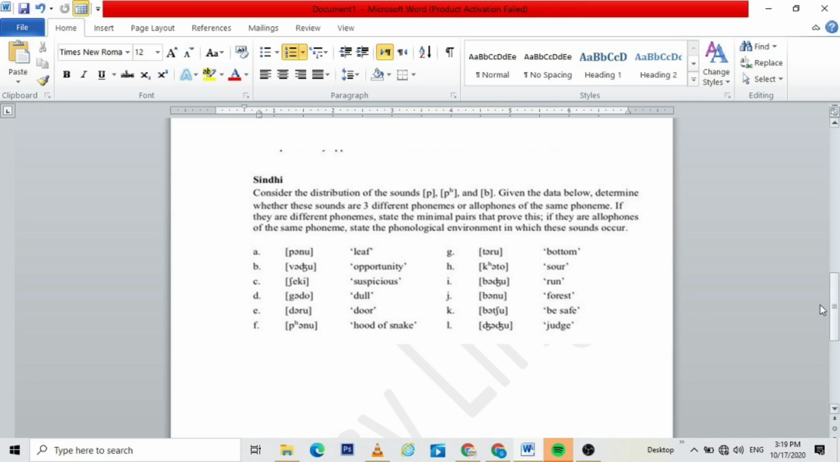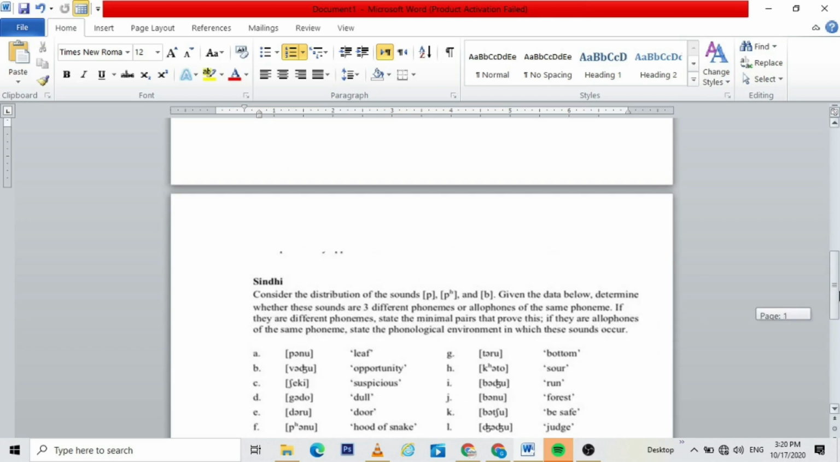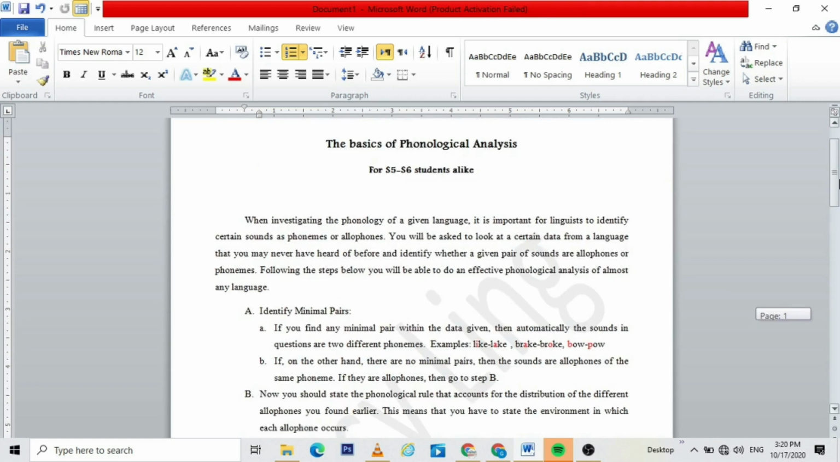So this is it for phonological analysis. So see you next time with exercises from previous exams about phonological analysis.